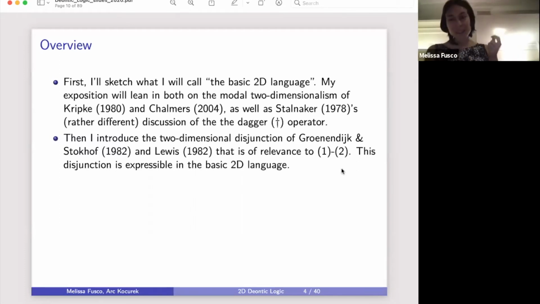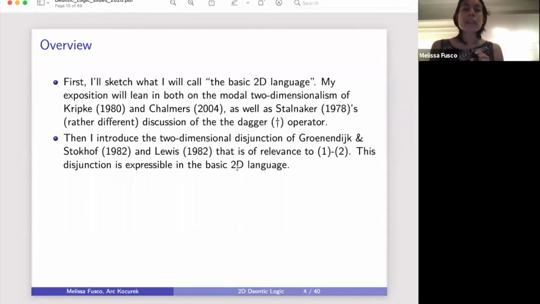Then I'm going to introduce a two-dimensional disjunction that I think comes from, although it's debatable, Groenendijk and Stokhof's work in the 80s on wh-elements, and then this little paper by Lewis in 1982 on weather ascriptions. But I see that as a precursor to the kind of thing I'm going to do for the or that appears in sentences 1 and 2.